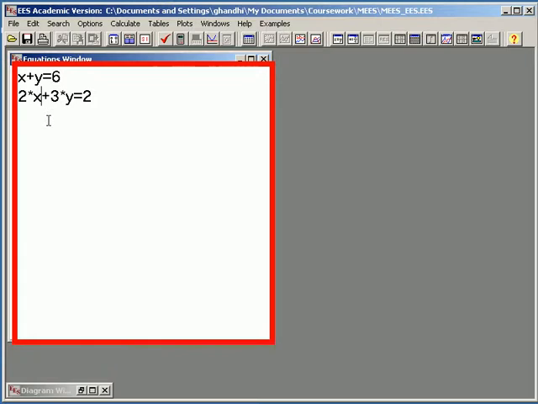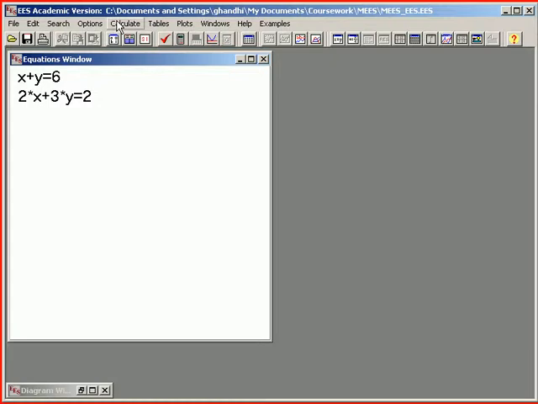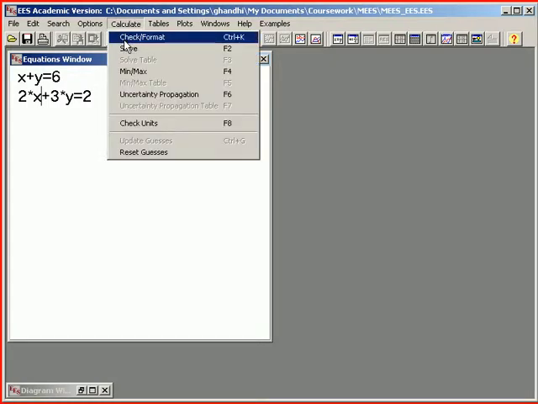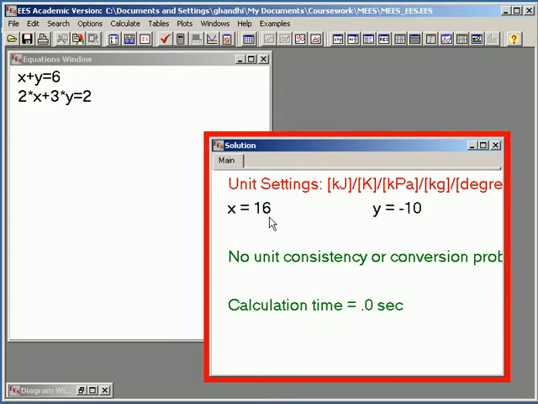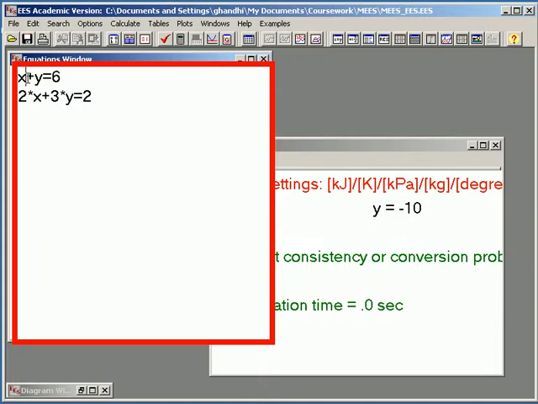I've got now two equations, two unknowns, x and y, and these two equations correspond to lines in Euclidean space, and the solution to that set of equations will exist provided the lines intersect. If I come to calculate and hit solve here, indeed the calculation has converged, and the answer is that the intersection occurs at x equals 16 and y is equal to minus 10.